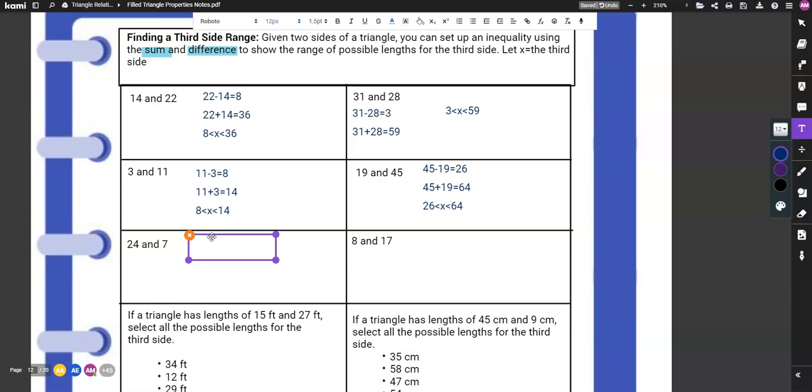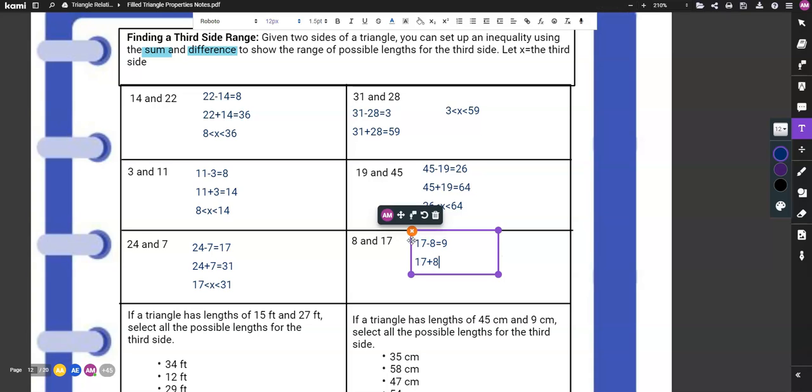We have 24 and 7. 24 minus 7 is 17. 24 plus 7 is going to be 31. So our inequality is 17 less than x, which is less than 31. 17 minus 8 is going to be 9. And 17 plus 8 is 25. So 9 less than x less than 25, right?